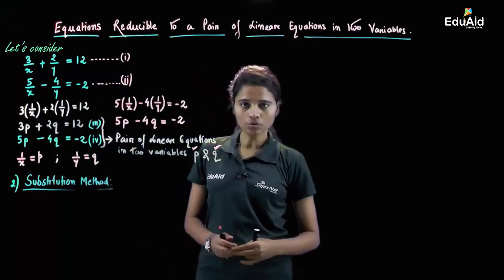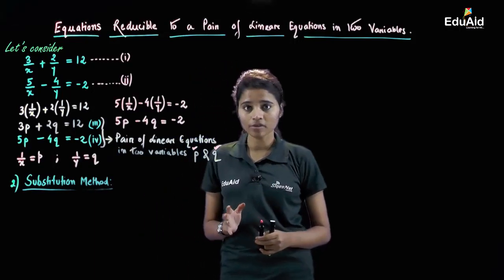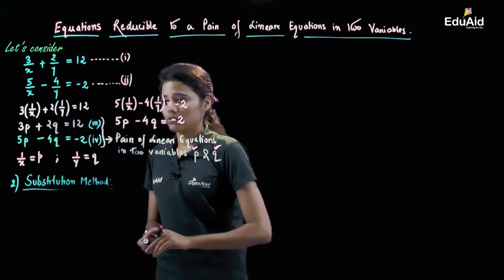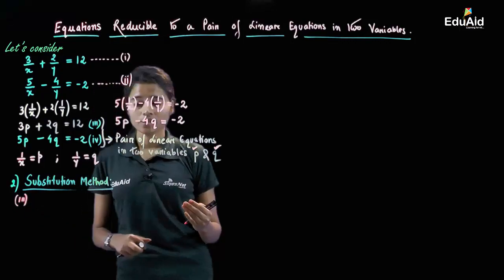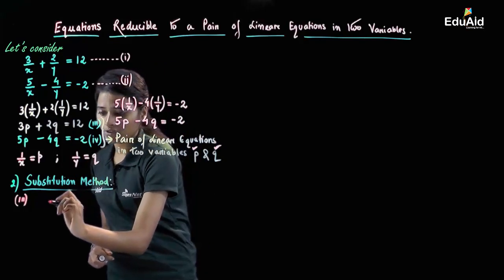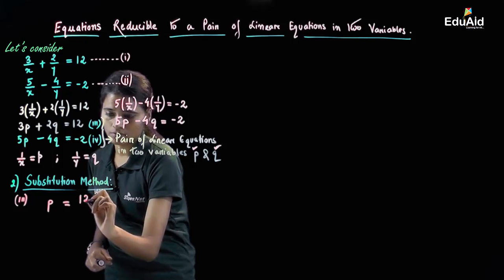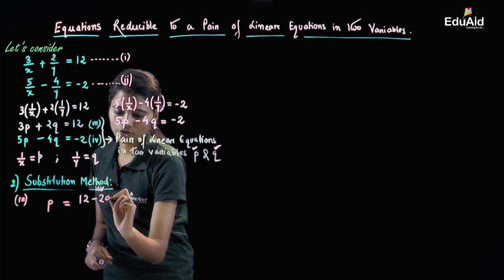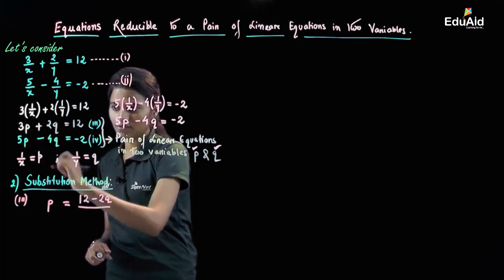So, here what we are going to do, we are going to express one variable in terms of the other variable, and then we are going to substitute that value in the other equation. Okay. So, from equation number 3, I am going to express p in terms of q. How? So, p can be written as 12 minus 2q divided by the coefficient of p, which is 3.